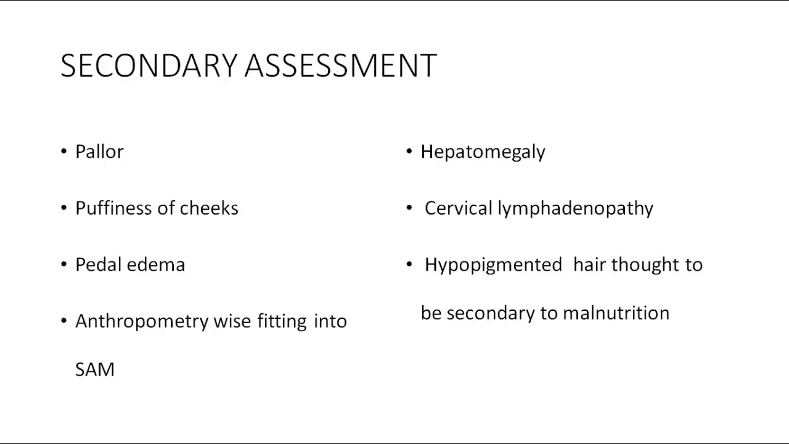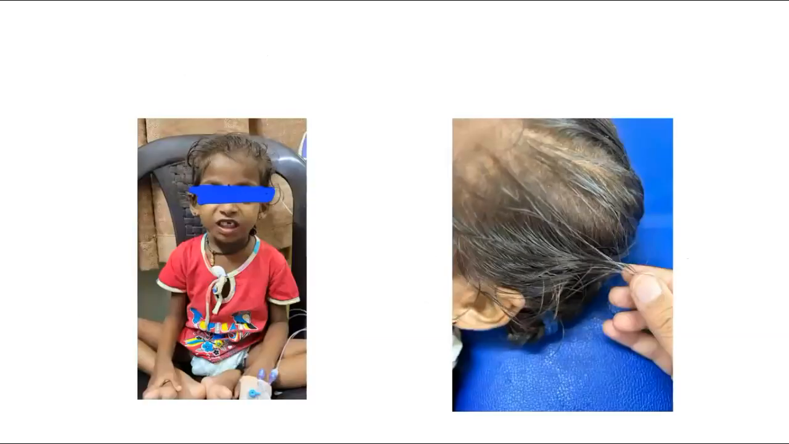On secondary assessment, the child has pallor, puffiness of cheeks and pedal edema. Anthropometry wise, she is fitting into severe acute malnutrition. Other findings are hepatomegaly, cervical lymphadenopathy, and hypopigmented hair, which was thought to be secondary to malnutrition. This is the child almost 4 to 5 days after admission. She looks severely emaciated, and this is her hair.